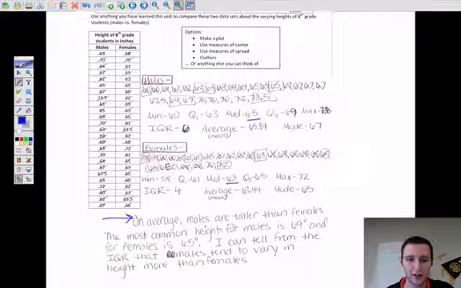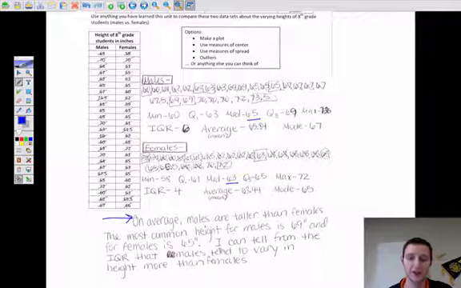Another comparison would be the most common height for males is 69 inches and for females is 65 inches. That would be the mode. That's one of the ways that we compare center of two data sets. So you can say that males are taller. The most common height for males is 69 inches, and that's taller than the most common for females, which is 65.